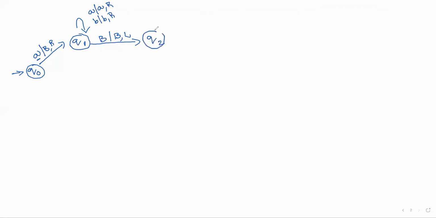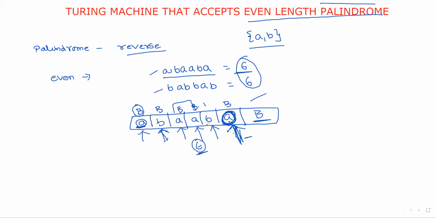On the state Q2, if A occurred, then what is my procedure? A is replaced with a blank symbol and then move to the left direction. So this is replaced with a blank symbol, move to the left direction until this blank symbol occurs. Whenever this blank symbol occurs, again move to the right direction. That is to get the second symbol.